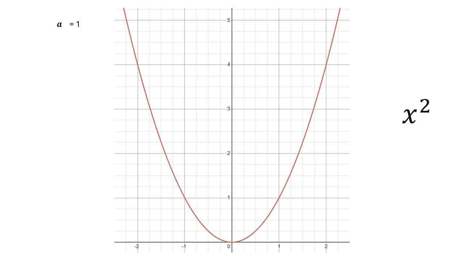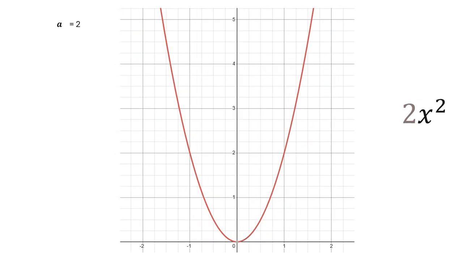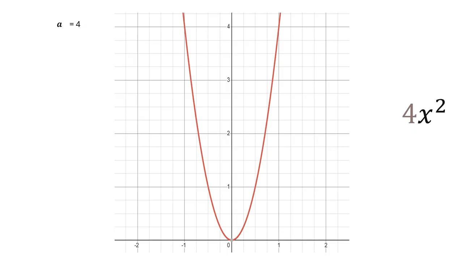Here is our y equals x squared graph again. a has a coefficient of 1. And just take a moment to take a view of how steep the graph is. Now we're going to change the coefficient to 2. And you'll see that the sides of the graph are a little bit steeper. In this graph, we'll change the coefficient of the x squared term, or the value of a, to 4. And it is a bit steeper again.